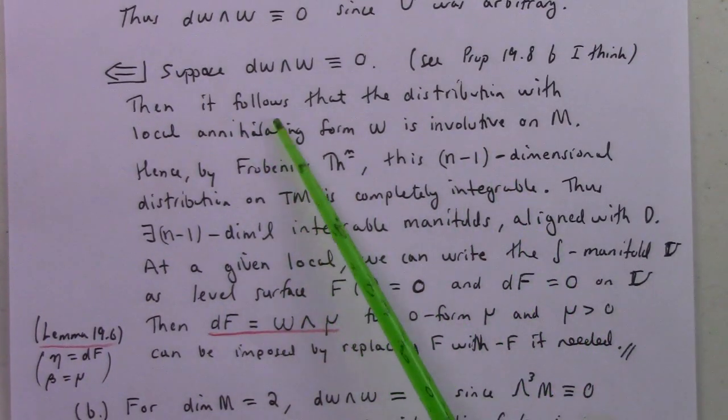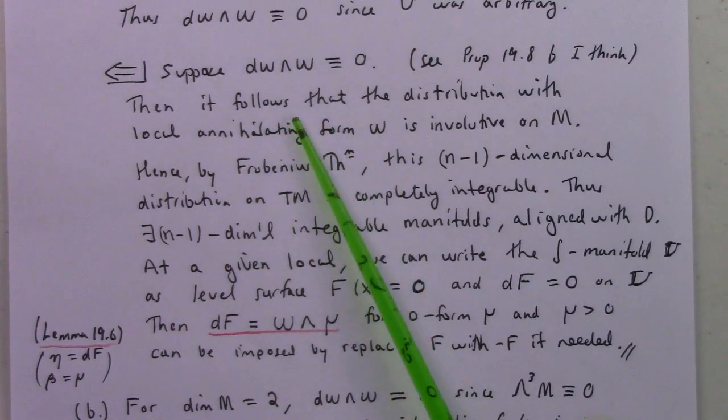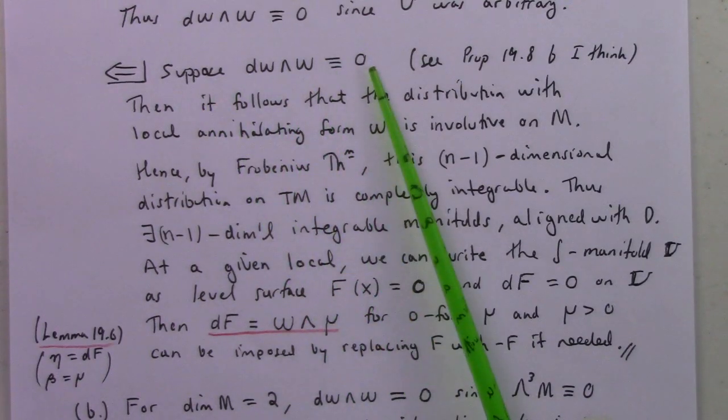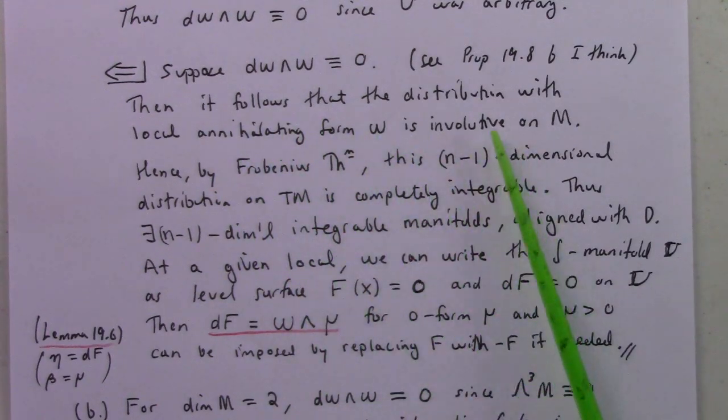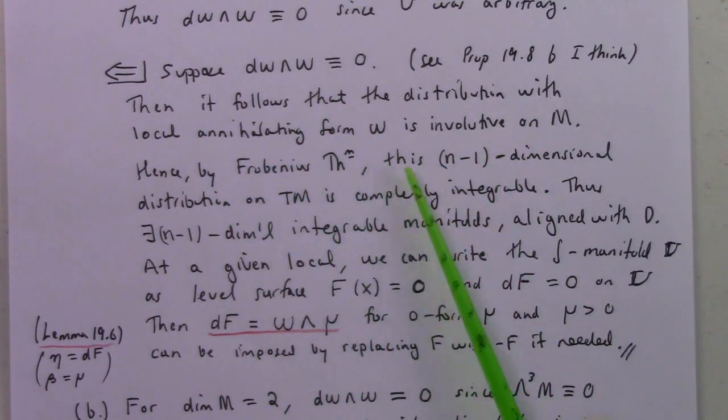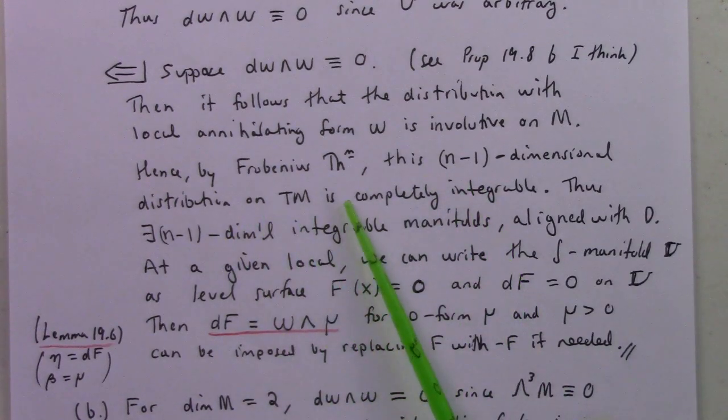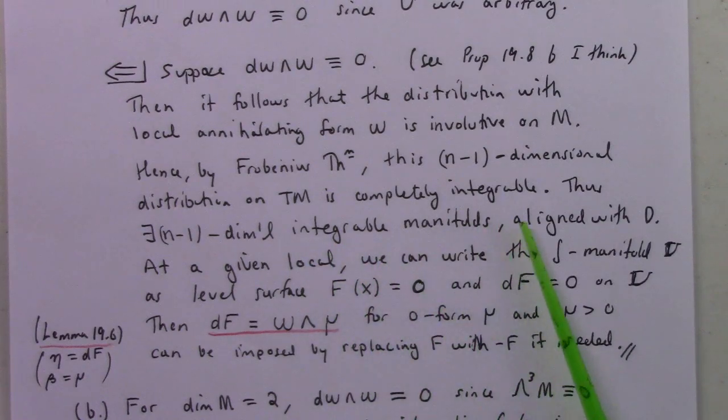I sent you guys an announcement about it earlier today, but here's a sketch. If this is identically equal to 0, it follows that the distribution with the annihilating form omega is involutive on M. Hence, by the Frobenius theorem, this is an n-1 dimensional distribution, which means it's completely integrable. Thus, there's an n-1 dimensional integral manifold aligned with D.